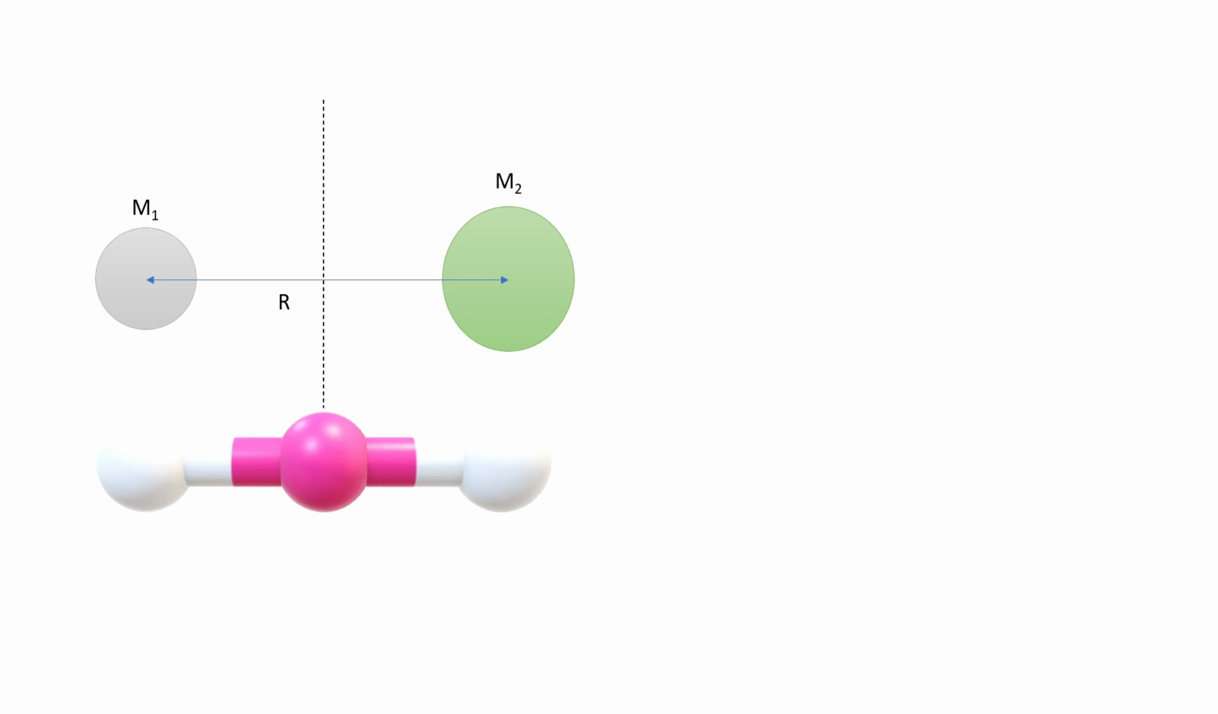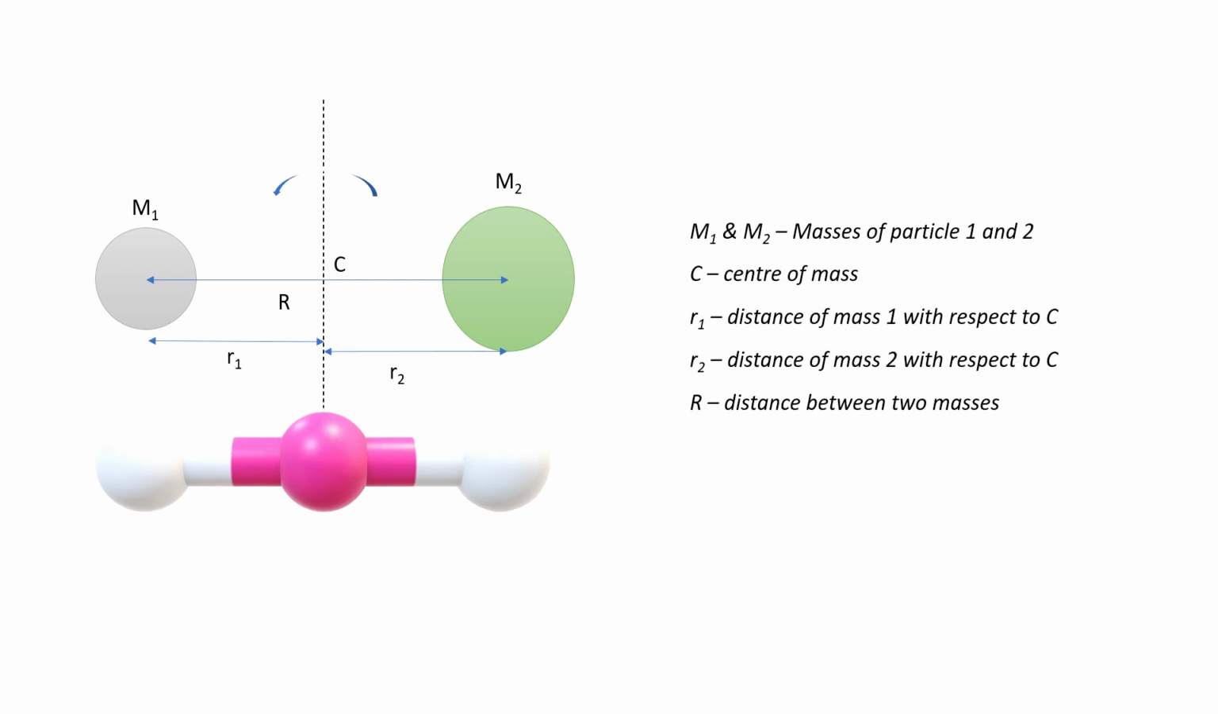The system is rotating about an axis perpendicular to the capital R. C is the center of mass, and R1 is the distance between the mass M1 and the center of mass. R2 is the distance between mass M2 and the center of mass. Just consider this system is about to rotate in an anti-clockwise direction. You can see the molecule is about to rotate about an axis perpendicular to its bond length in an anti-clockwise direction.